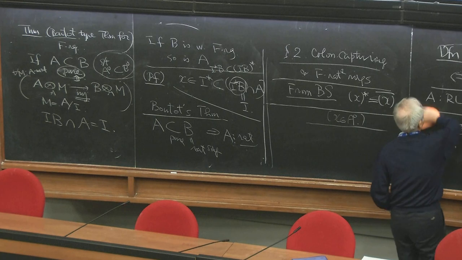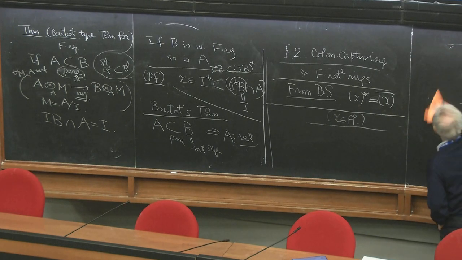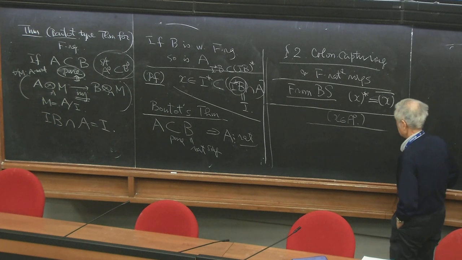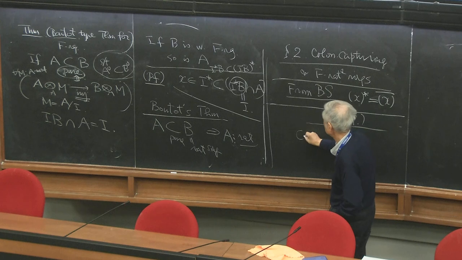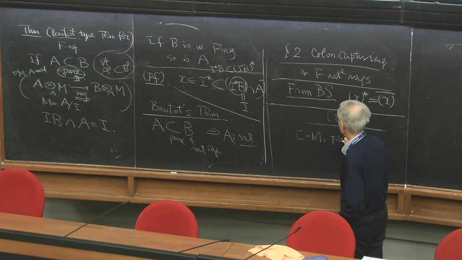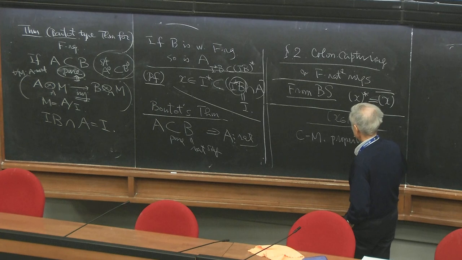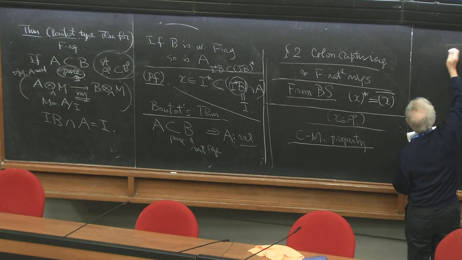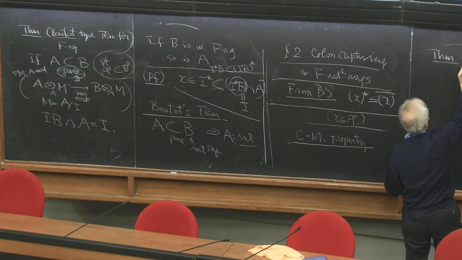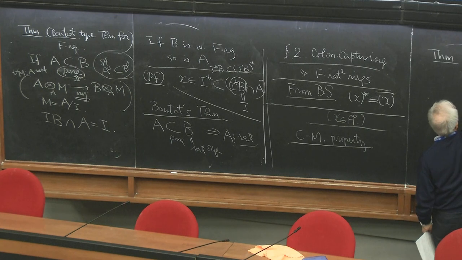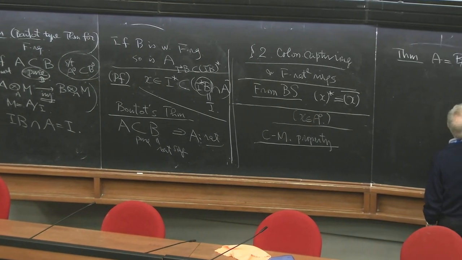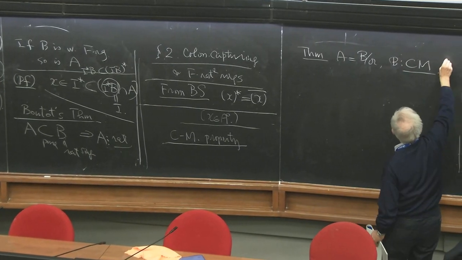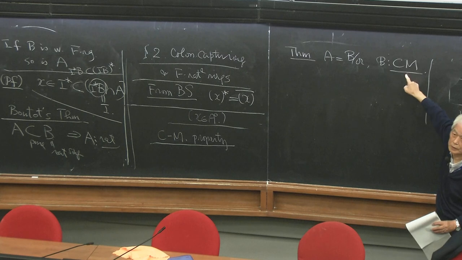So another thing is to ask for the Cohen-Macaulay property. And so A is a quotient of B, B is Cohen-Macaulay. So this is Cohen-Macaulay always.